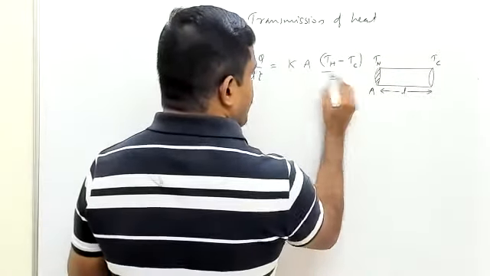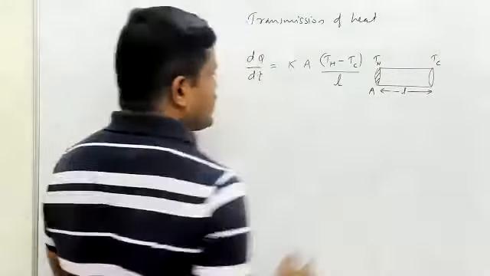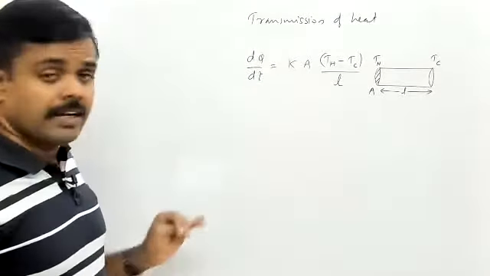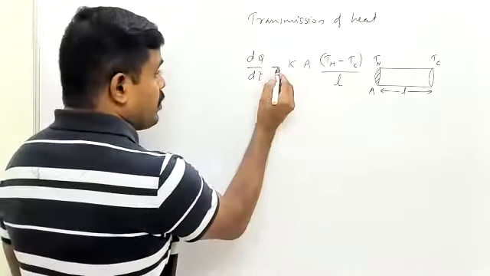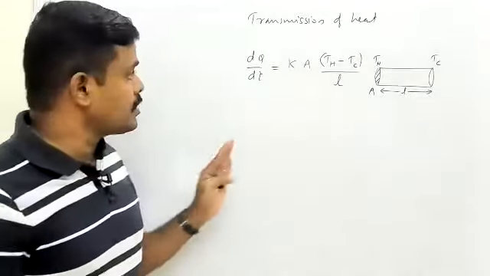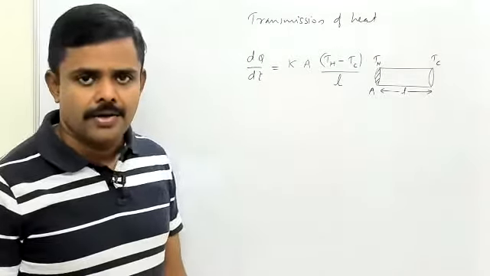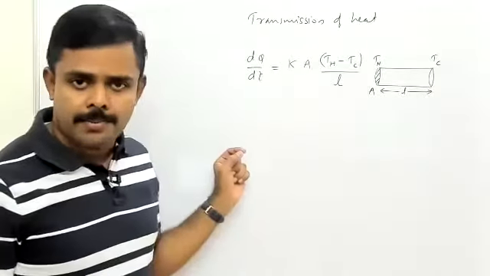Divided by length. Earlier I wrote it as dx. K into A into Th minus Tc divided by L. Never ever forget this. This is very, very important. Every time they ask questions on this, dq by dt is equal to K into A into Th minus Tc divided by L.